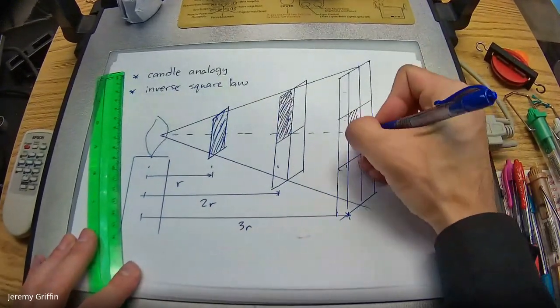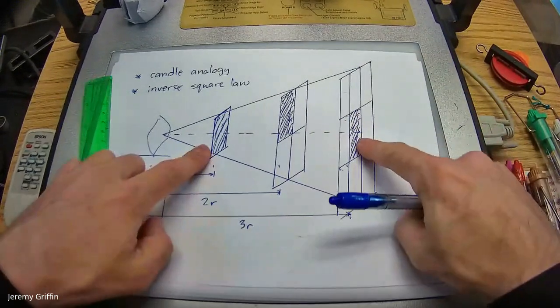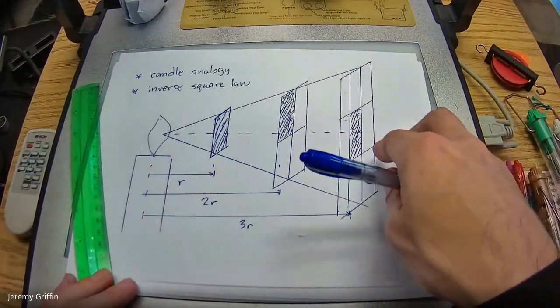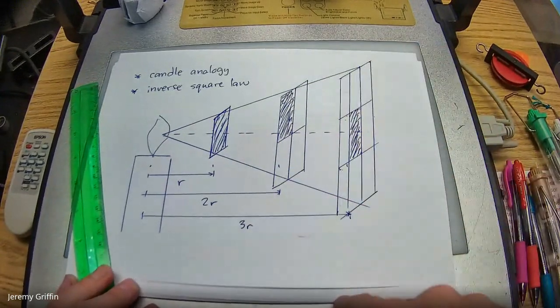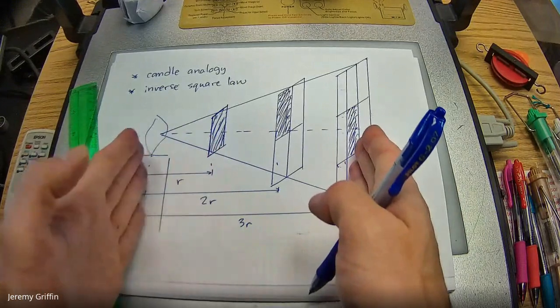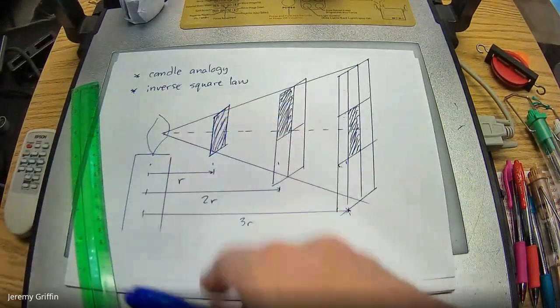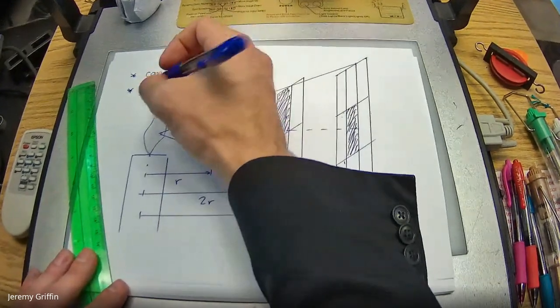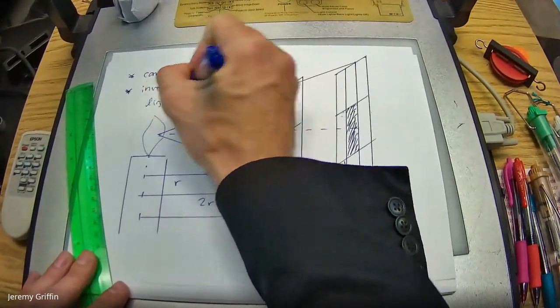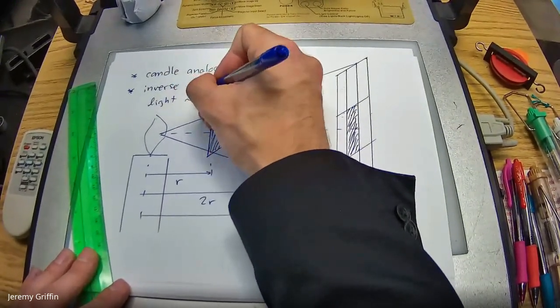So any one of these original size squares, see it's like 1/9 of the whole thing. 1/9. So you're catching 1/9 of the light by being 3 times as far back. That's an inverse square relationship. The amount of light that you catch per unit area is proportional to 1 over the distance squared.